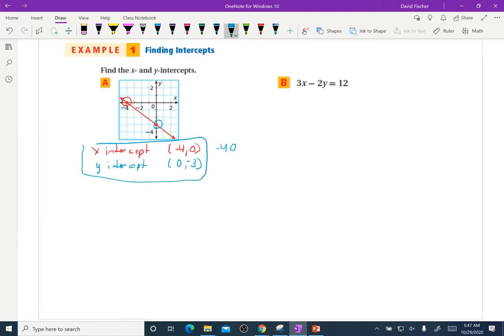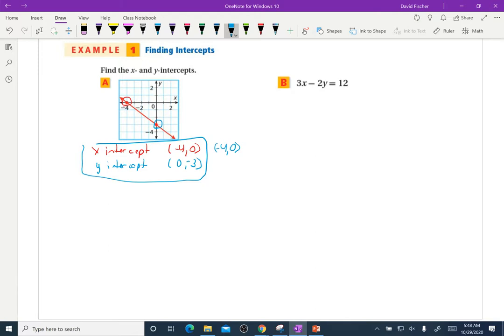Well, that's -4, 0, okay? You must have a comma, and you must have parentheses. That's what defines a coordinate when we're reading it. Now, what's cool about this is when they give it in standard form here, a lot of times we can just do this equation here by mental math.